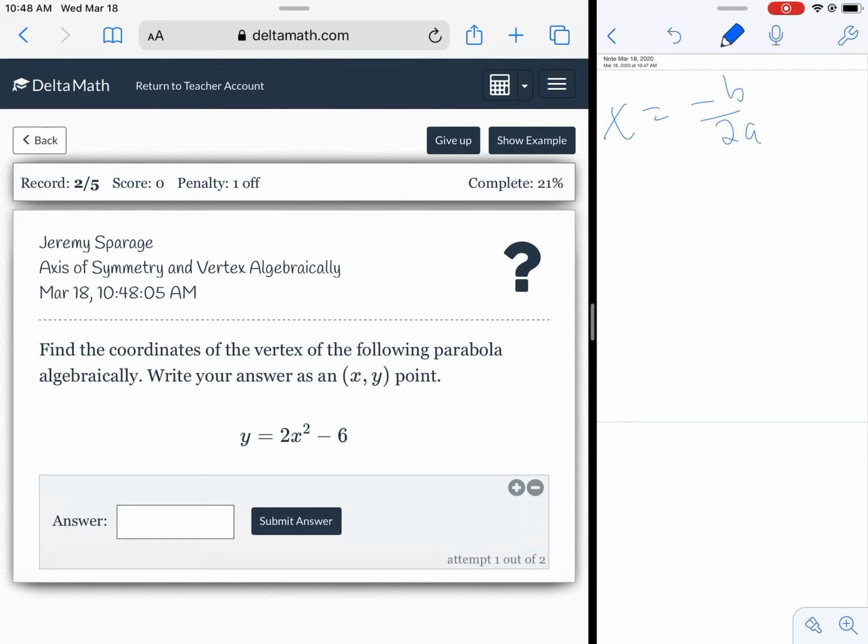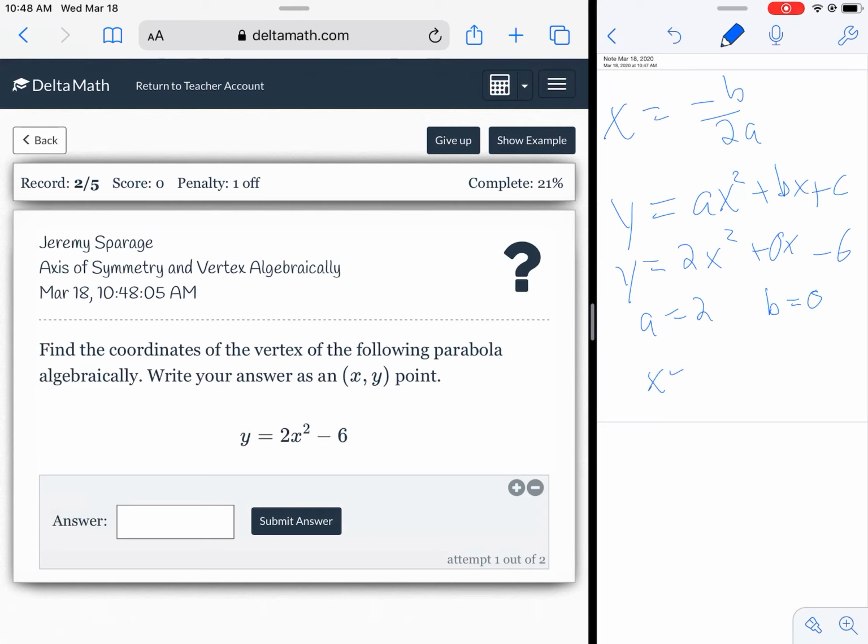This gives us the x-coordinate of the vertex. Remember, our equation is in standard form, so we have y equals ax squared plus bx plus c. So let's identify our a and b values. We have y equals 2x squared minus 6 at the end. We don't have any term that just has an x term, so we're going to say 0x. Therefore, a equals 2 and b equals 0.